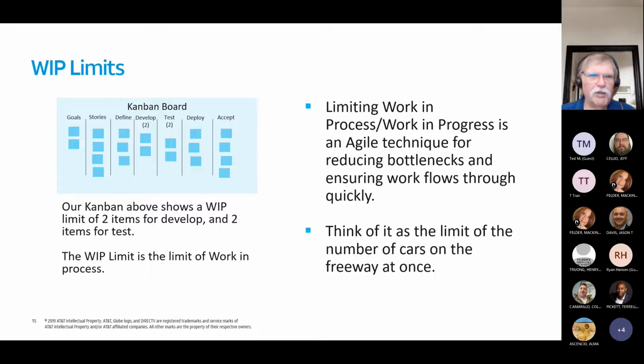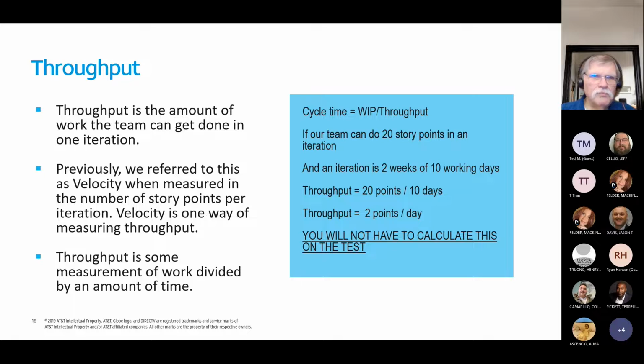So if we see a bottleneck in our process, if something just keeps getting stacked up in test, one of the ways to eliminate that bottleneck is to limit the number of cards that we can have in the test column. Okay. So what these WIP limits are doing is throttling down the amount of cards that we can have throughout the entire process so that people can concentrate on them and move them to the right quicker. Okay.